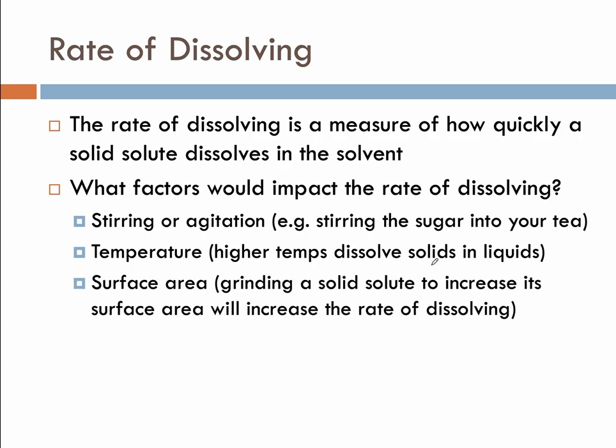And the last thing is surface area. So if you grind your solid solute, you'll increase its surface area and it'll dissolve faster. So this is essentially what you're doing when you're making the coffee grounds. If you just stuck coffee beans in a cup of hot water, you would get a little bit of coffee, but it wouldn't be very strong. It would probably taste pretty bad. But if you grind up those coffee beans first and increase their surface area, a whole lot more will dissolve and it'll dissolve a whole lot faster.